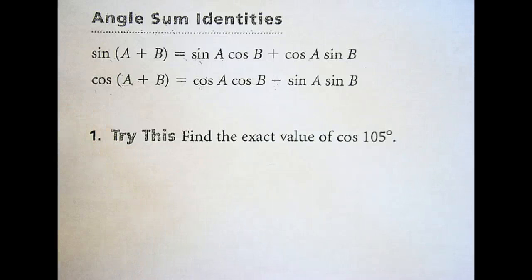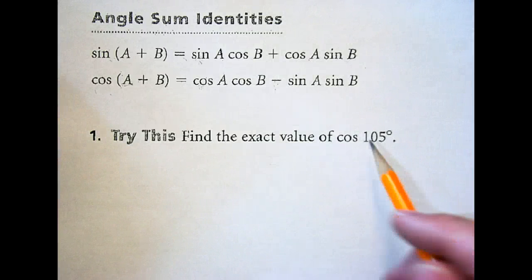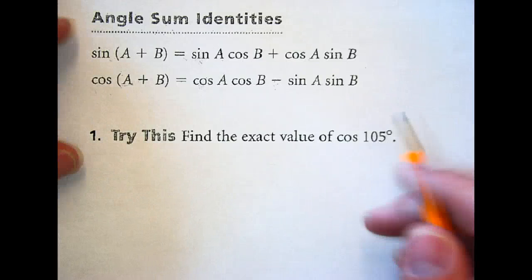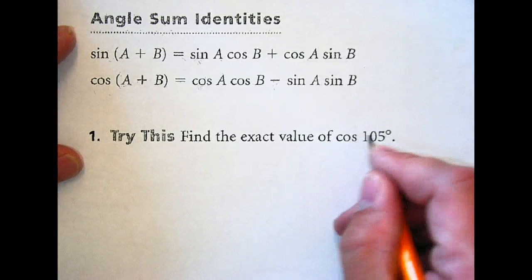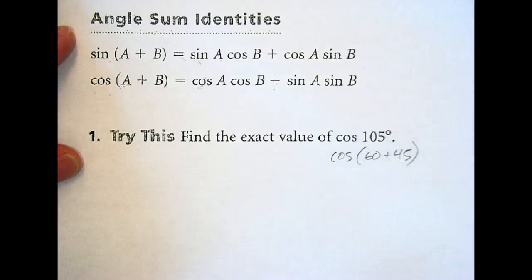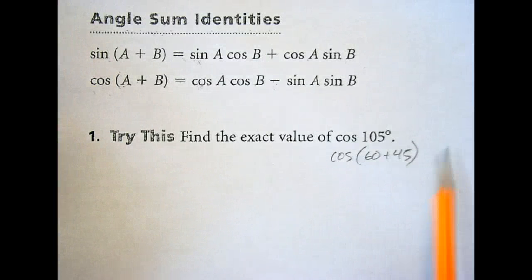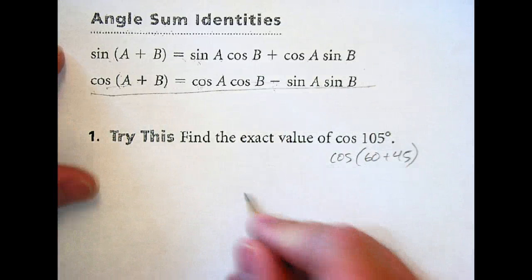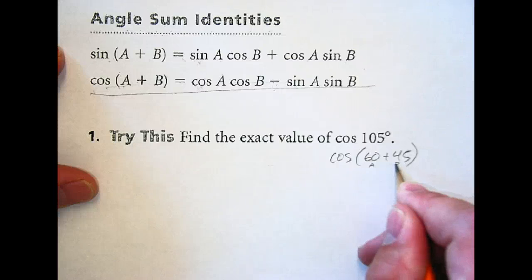So a 105 degree angle, if we can express it in terms of a special angle, then we can find exact values of it. So cosine 105, if we're using 30, 60, 90, or 45, which one of those makes 105? Yeah, 60 and 45. So we can rewrite cosine of 105 as cosine of 60 plus 45. And so since we have that, we can now use this identity. We say this is angle A now, and this is angle B.